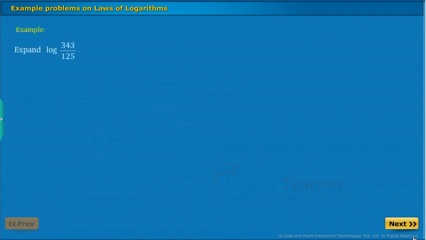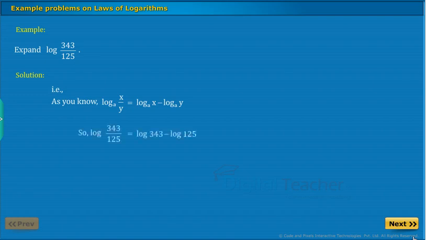Now expand the expression log 343 by 125. The solution is as follows. We know that log x by y to the base a is equal to log x to the base a minus log y to the base a. So log 343 by 125 is expressed as log 343 minus log 125.